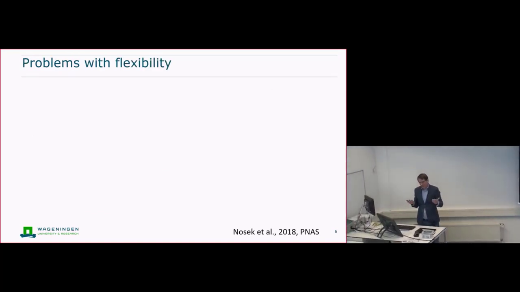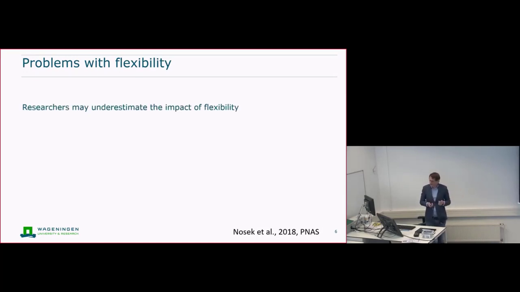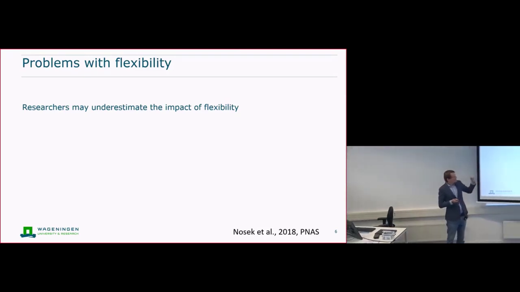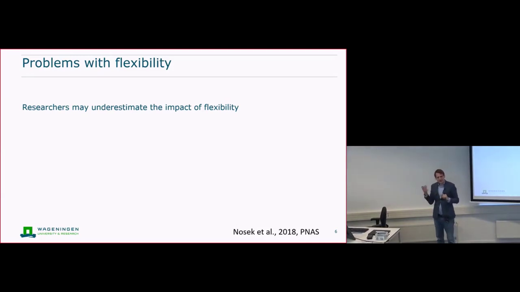So there's problems with flexibility in the sense that they can impact the conclusions that you can draw from the data. And there's different problems with this flexibility. So first of all, researchers may underestimate the impact of this flexibility on their findings. They may not always realize how important it is, how you make these kinds of decisions in terms of the outcome that you observe.